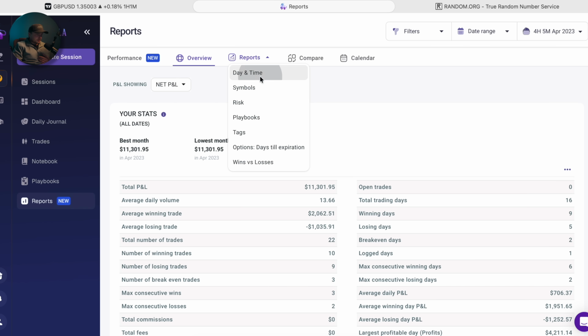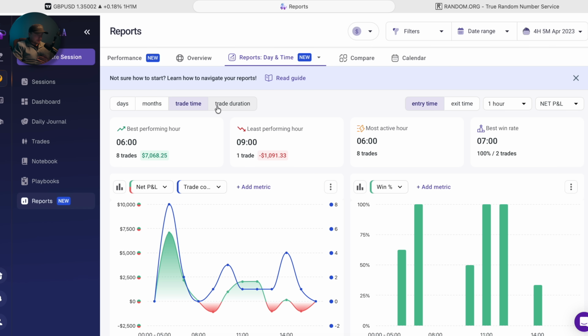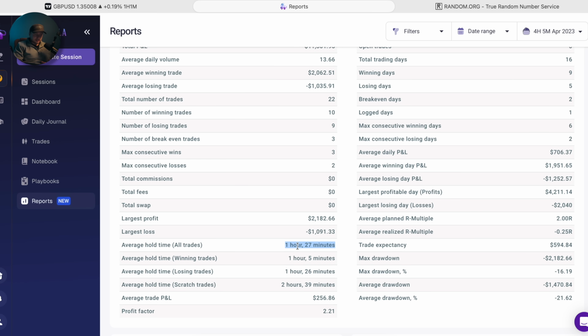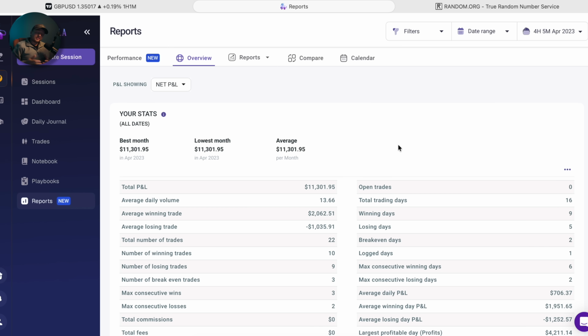If we look into the day and time, we'll be able to see our most profitable hours. So 6 a.m. was our best performing hour, so that first 4-hour candle when the trading day is just getting started. If we look at how long we were holding each trade, average time was 1 hour and 27 minutes. So yeah, a good month overall. Obviously there will be losing trades. There will be slower months as well where we could look at other pairs. I will be backtesting other pairs with this strategy as well.